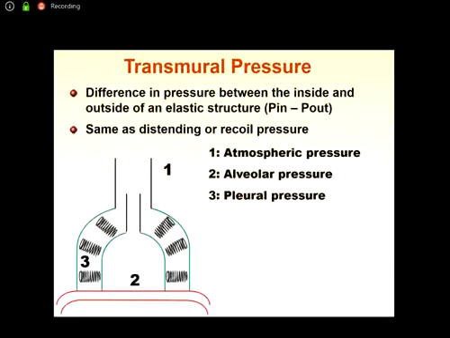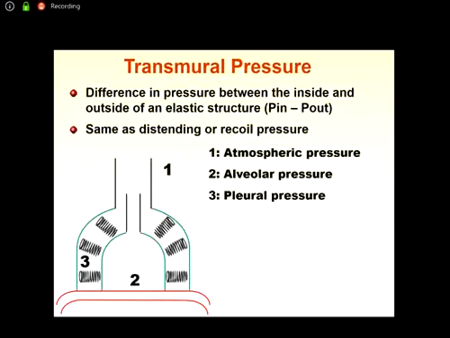So let's talk a little bit about what we call the transmural pressures. The transmural pressure is the difference in pressure between the inside and outside of an elastic structure. So pressure inside minus pressure outside. It's also the same as the distending or recoil pressure, which is the difference between the two opposite forces.